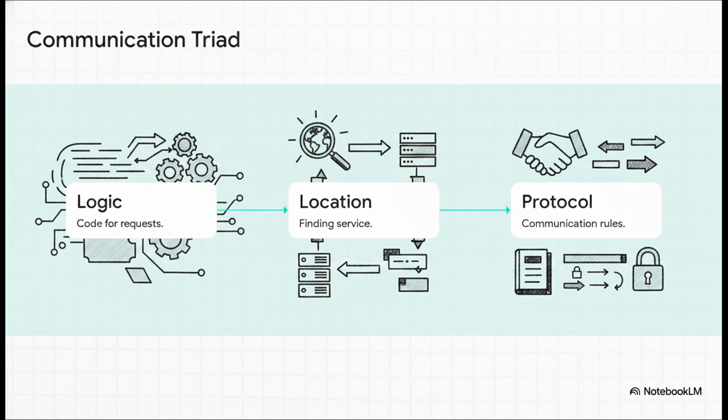First, you have the logic. That's the actual code that has to be written to handle the request. Second, the location. How do we find the external service? Usually that's an IP address or a web URL. And third, the protocol. This establishes the strict rules of communication so both sides actually understand the data being passed back and forth.